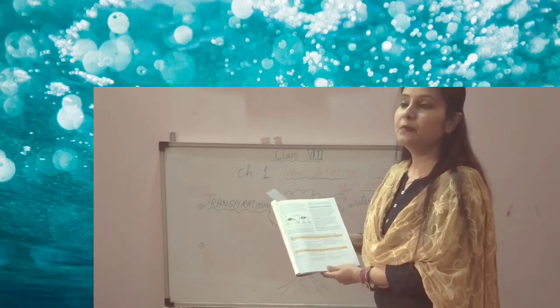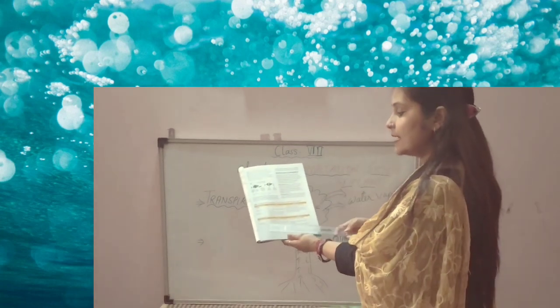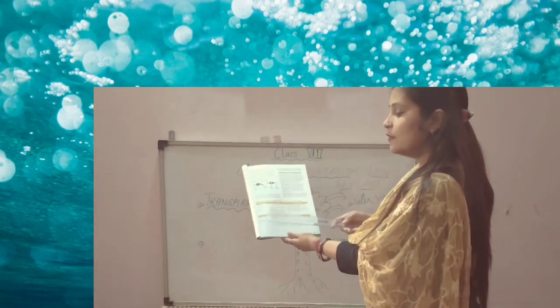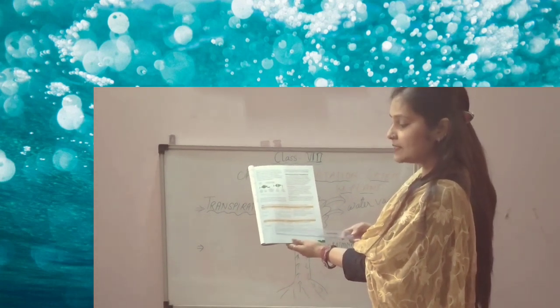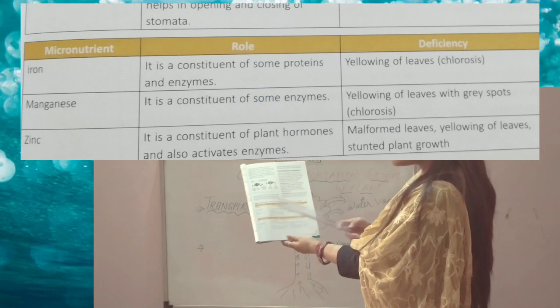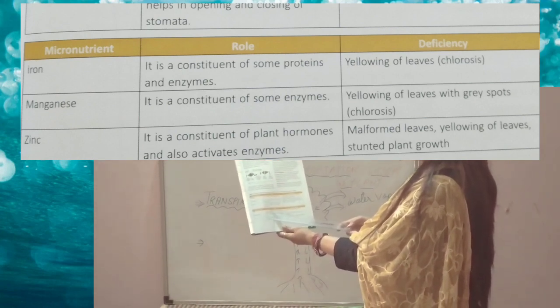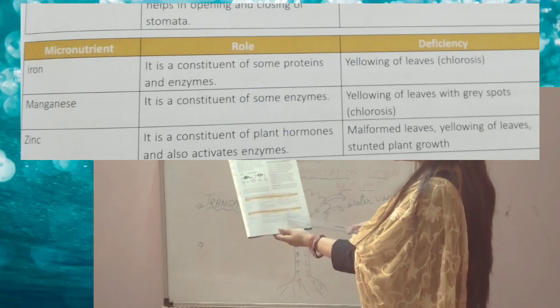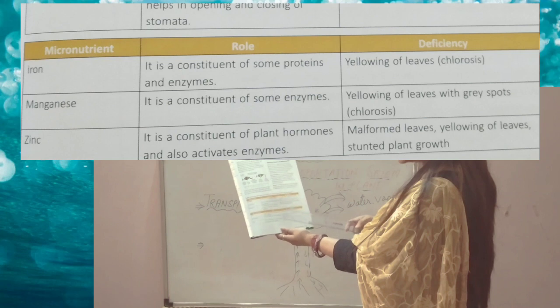That means the minerals that the plant needs in higher quantity. In the case of lower quantity, a few micronutrients are there. Examples are iron, manganese and zinc. What is the role of iron? It is a constituent of some proteins and enzymes. And what is the deficiency? If there is a deficiency of iron in the plant, yellowing of leaves.